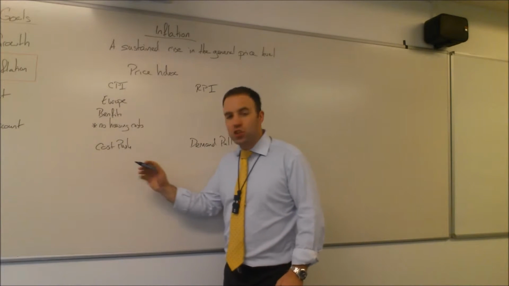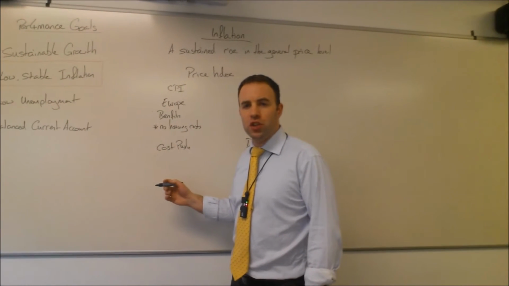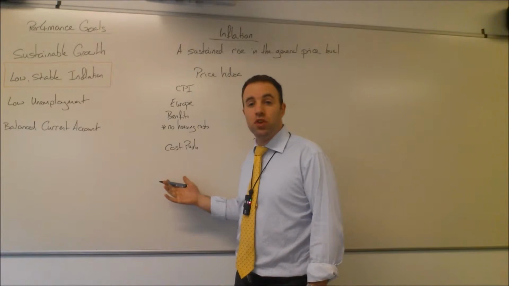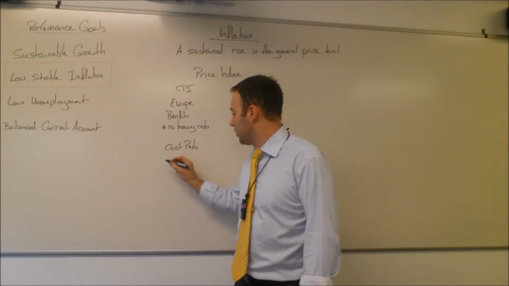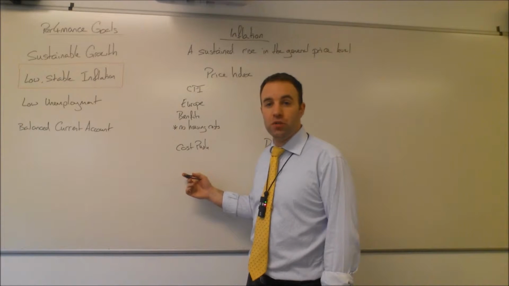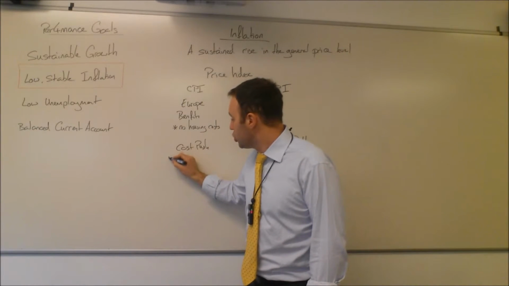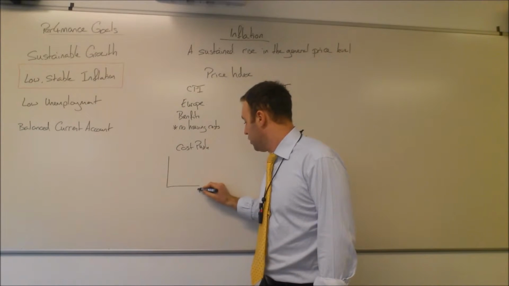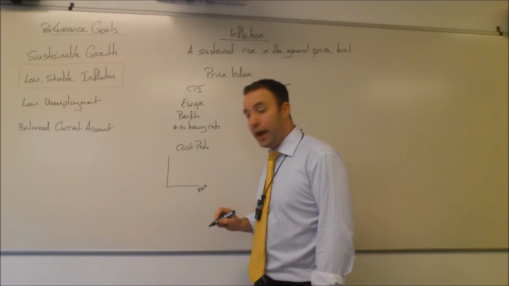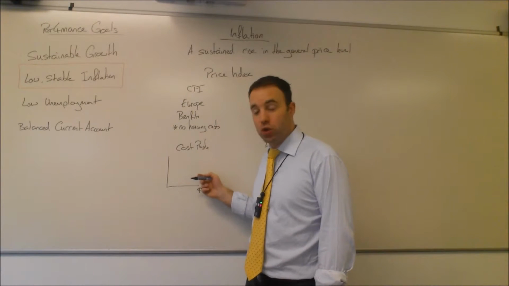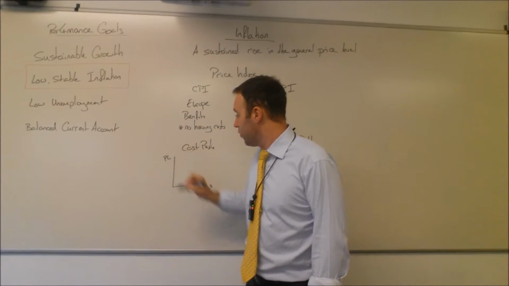So we need to be able to draw each of these for AS, and I'm going to assume that you know how to draw an ASAD diagram. For a cost-push inflation, all we need is a short-run ASAD diagram. So there's my real national output, or real national income on the bottom of the axis. Here's my price level up the side.